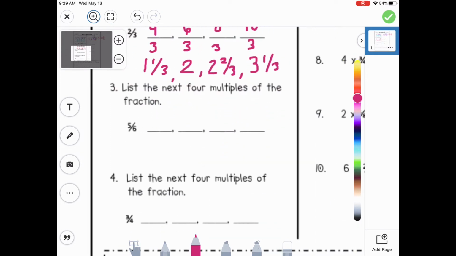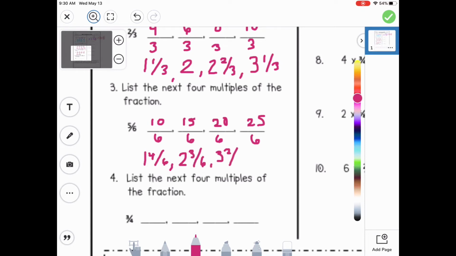Question number 3, we're skip counting by 5/6, listing the next 4 multiples. So I have 10/6, 15/6, 20/6, and 25/6. My denominator stays the same each time, and I am just skip counting by 5. So 5, 10, 15, 20, 25. If you chose to write mixed numbers, you would have gotten 1 4/6, 2 3/6, 3 2/6, and 4 1/6.